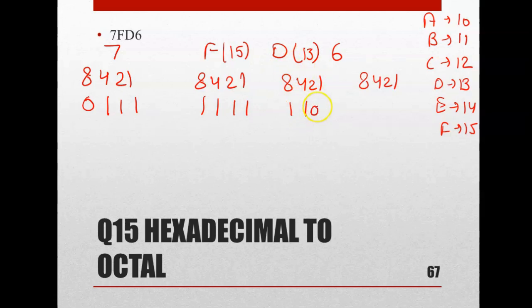So 1 plus 1, this will be 0. You can see 8 plus 4 is 12 plus 1 is 13. 6 is 4 plus 2 is 6. So this is 0, 1, 1, 0.